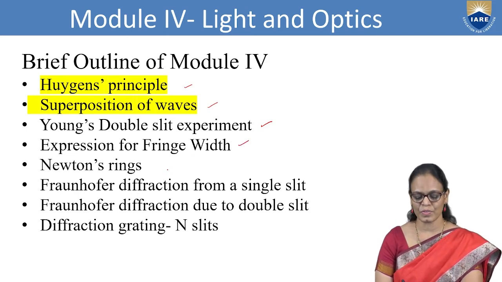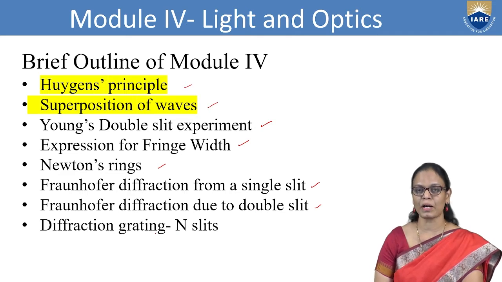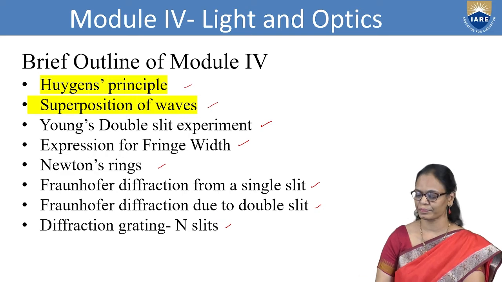We are also going to see Newton's rings experiment and derive expressions for the radius of curvature and the wavelength. Then we will discuss Fraunhofer diffraction due to a single slit, then double slit, and then finally we'll discuss the diffraction grating, that is due to N slits.